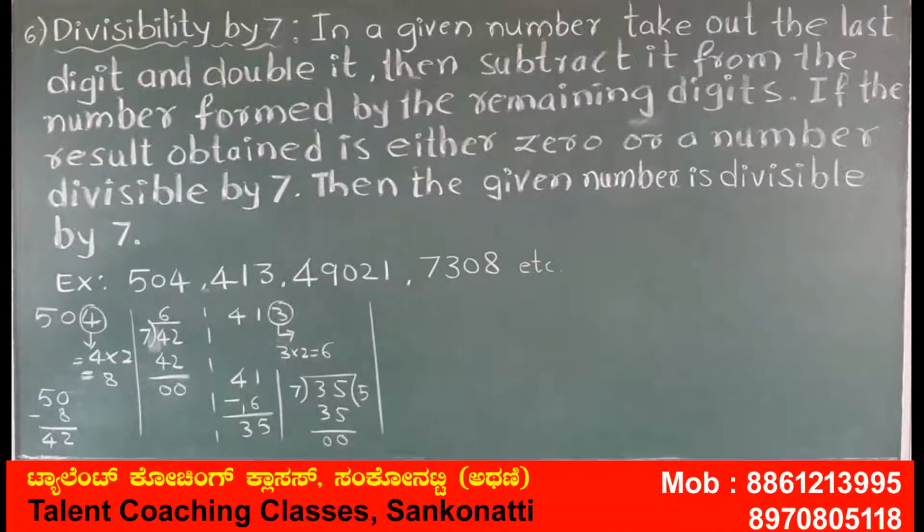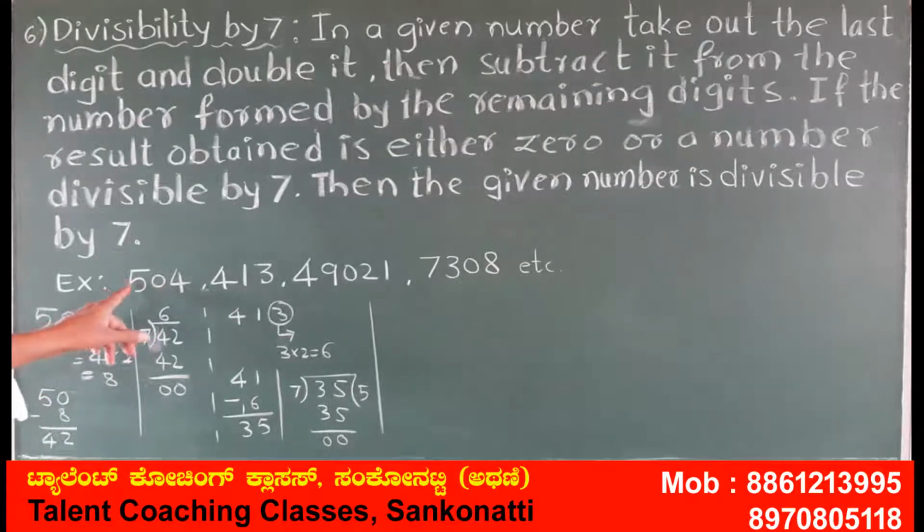Now we learn the divisibility rule by 7. How can we understand whether a given number is divisible by 7 or not? By studying this rule, we can understand whether the given number is divisible by 7 or not. What this rule says is: in a given number, take out the last digit.